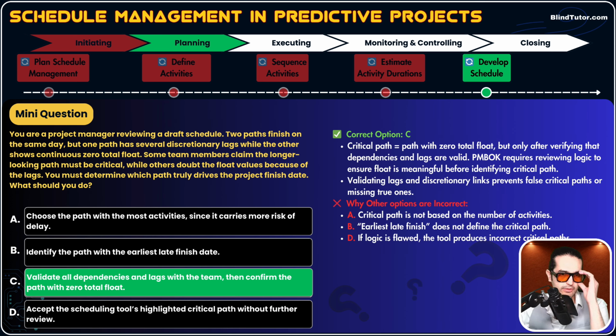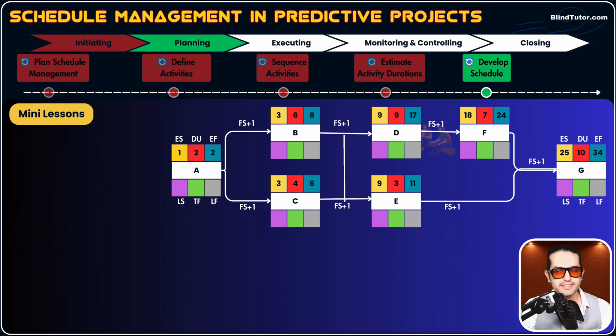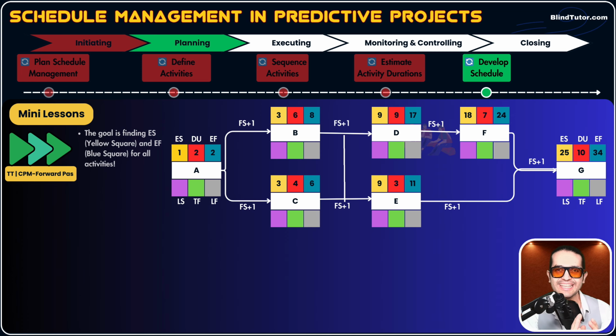Awesome. Good question. Now let's continue our mini lessons with forward pass. All right, let's continue our critical path method with forward pass. Forward pass is a method, a concept, that we apply in critical path to find out ES and EF of all of the activities: early start and early finish. Early start is that yellow square. Early finish is that blue square for all of the activities.